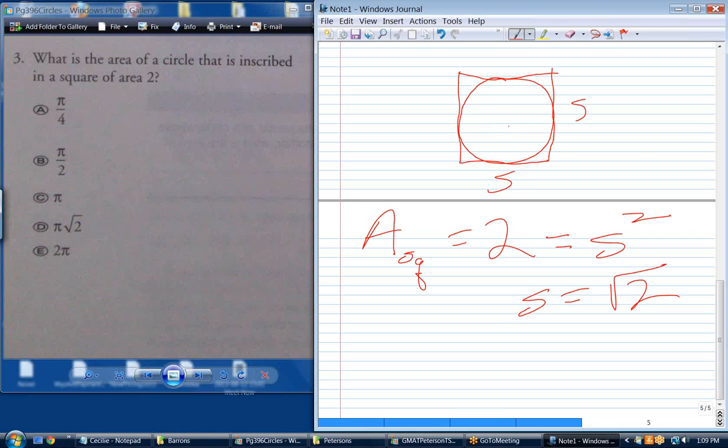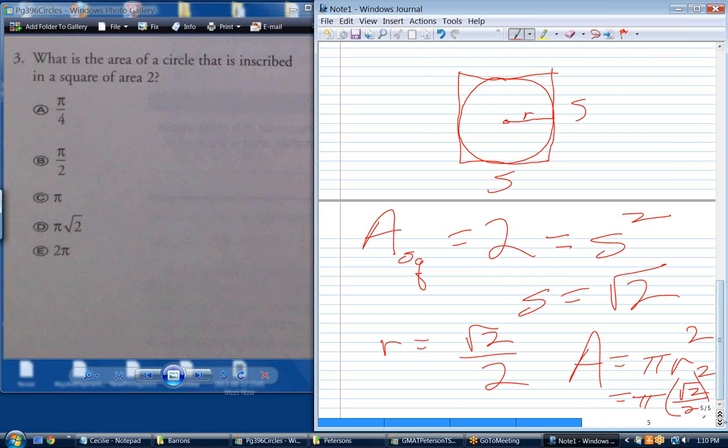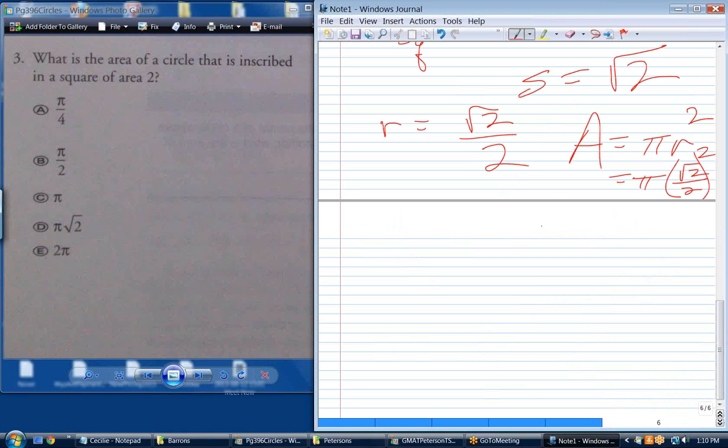Now let's look at the circle. What's the radius of that circle? It's half of square root 2. Which is that. So now what is the area of the circle? And that is pi times the radius squared. So it's, yeah, what you're writing. Okay, and then what is that equal to?